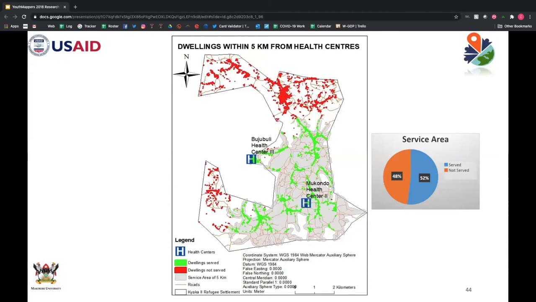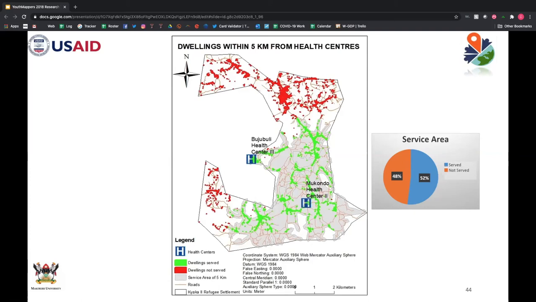And we found that only 52% could adequately access these two health centers. Again, if someone has the money, they can go to a health center outside the settlement, but this is not very common because they are very pricey as compared to the health centers within the settlement. However, since there is the support of the village health teams within the settlement, this sort of increases the health coverage within the settlement. Then I'd also like to make a comment about the sanitation facilities.